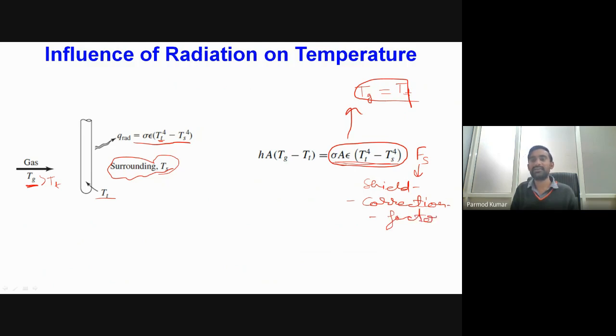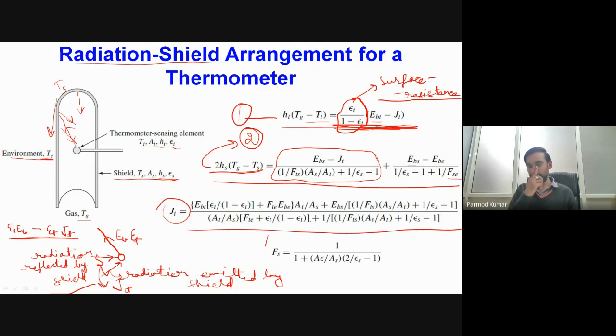This shield correction factor we can directly multiply over here. So corresponding to that, we need not go for this detailed heat transfer analysis. Simply we can obtain the value of this Fs as nothing but 1 divided by 1 plus A into epsilon by AS, where A refers to the effective surface area of the thermocouple, AS refers to the area of the shield, and epsilon S is nothing but the emissivity of the shield.